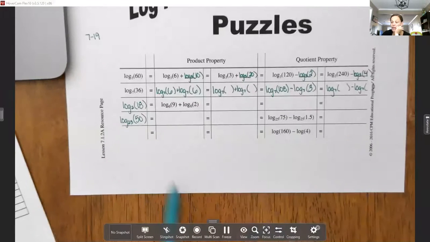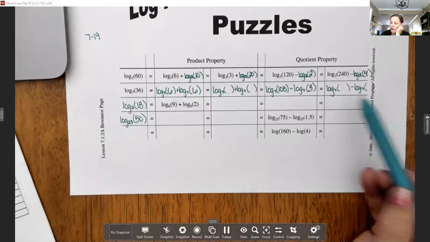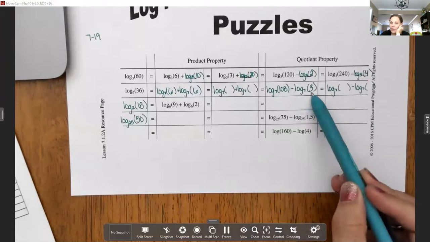Is this making sense? Does anyone need me to do 1 or 2 more? Because I'm going to expect you guys to finish this. And again, there's more than one right answer. I could have done 360 divided by 10 here.